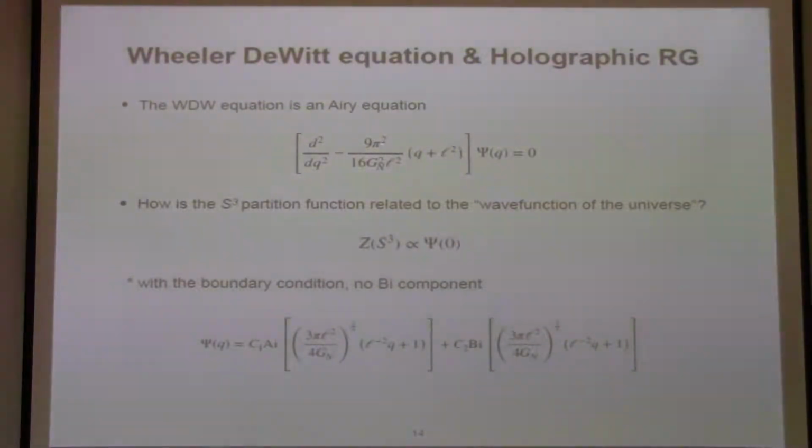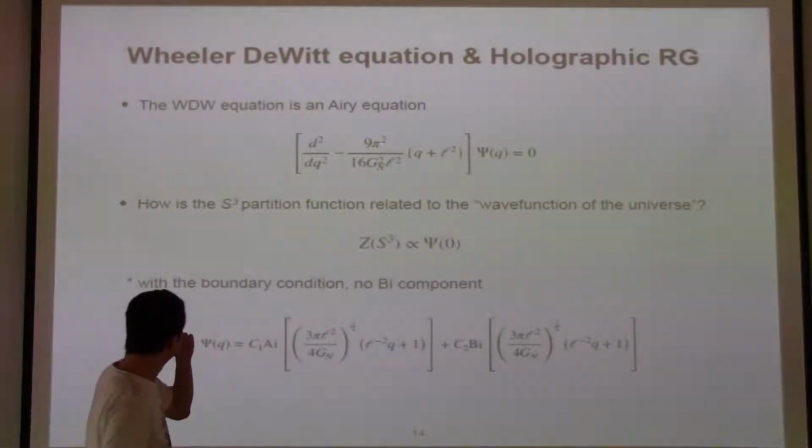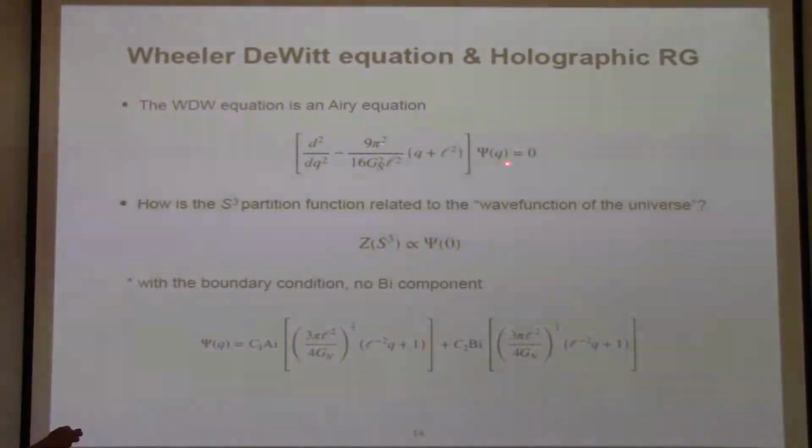And so then we want to ask how this wave function is related to the partition function on the 3-sphere. And the answer is that the wave function depends on Q, and on the other hand, the partition function has no dependence on Q. And the answer to the question of how they are related is the following. The 3-sphere partition function corresponds to the wave function at Q equal to 0.